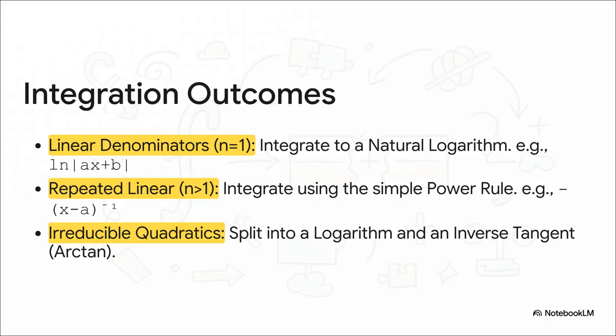So here's the cool part. No matter how complicated the original problem was, your broken down pieces will always integrate into one of these three forms. That's it. A simple linear factor in the denominator, that's going to give you a natural log. A repeated linear factor, that's just the plain old power rule. And that irreducible quadratic, it will always break down into a combination of a natural log and an inverse tangent, or arctan. And just like that, the problem is solved.